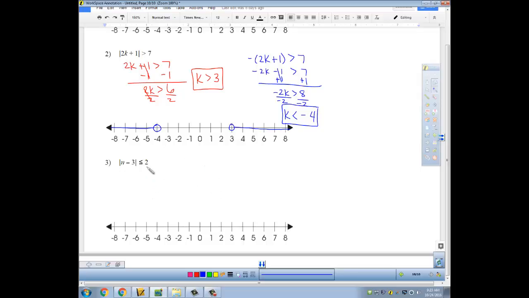Okay, the last example, doing the same thing. So solve it normal, n minus 3 is less than or equal to 2. Add 3 to both sides to get n less than or equal to 5 as one solution.